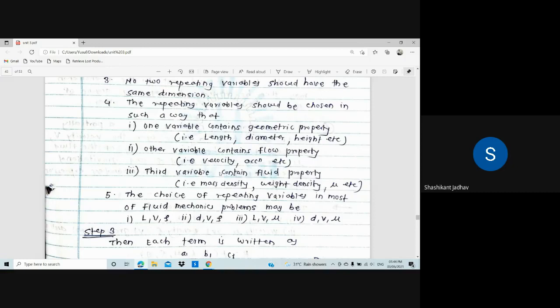Okay. So next line, write down the choice of repeating variables in most of fluid mechanics problems may be.